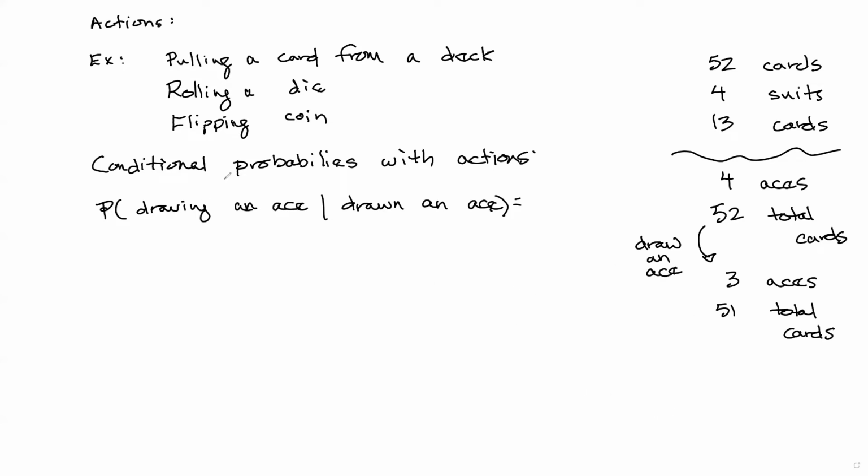And then from there, if we want to calculate the probability that we draw another ace, given that we've already drawn one, we start with this situation and just count event space versus sample space. So how many ways are there to draw an ace that are left in the deck? There are 3 aces left, so there are 3 ways to get an ace. And what's the size of the sample space? There are 51 total cards. So you've got a 3 out of 51 chance of grabbing another ace after we've drawn 1 ace. Okay, and that's an example of a conditional probability with actions.